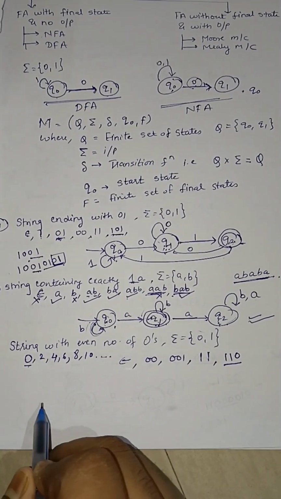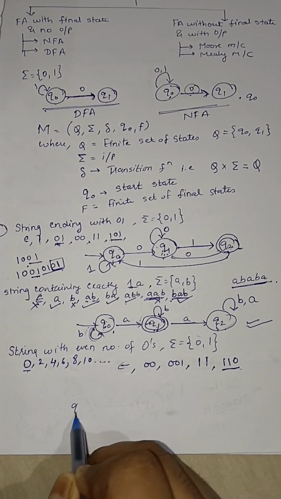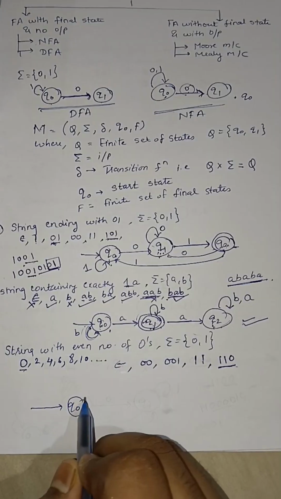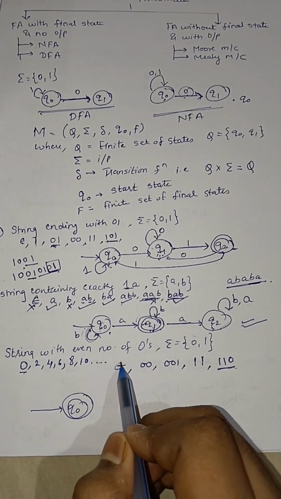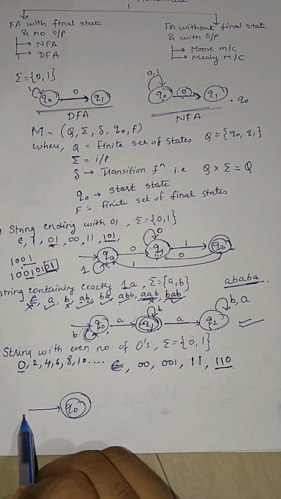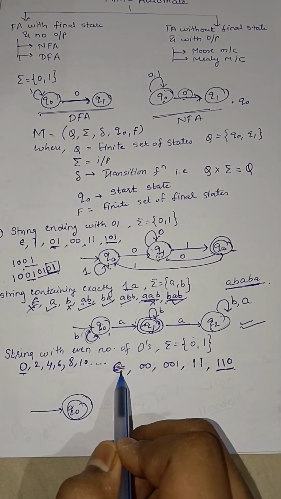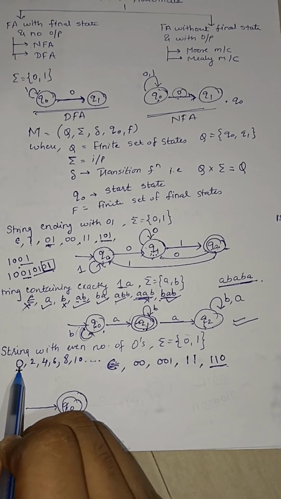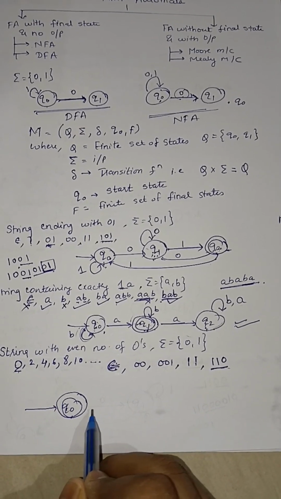So let's start making our transition diagram. Okay, our q0, this is our starting state. I will make this a final state too, because if we get a null string, it will stay on q0 only, and q0 must be accepted because the null string also contains an even number of zeros, zero times 0, and 0 is also an even number. That's why I am making this a final state.